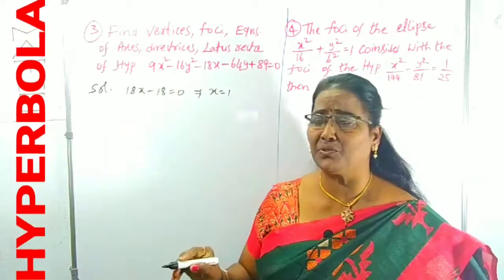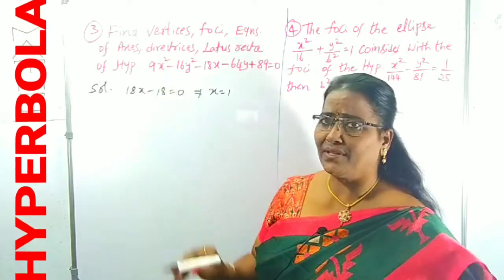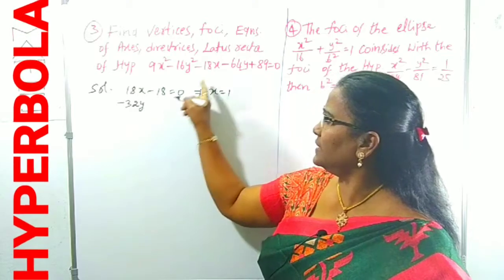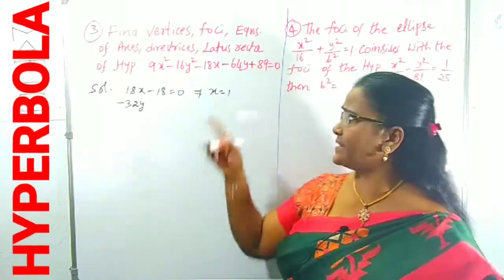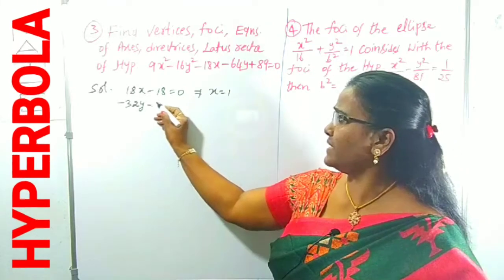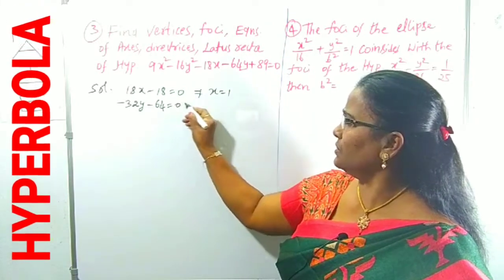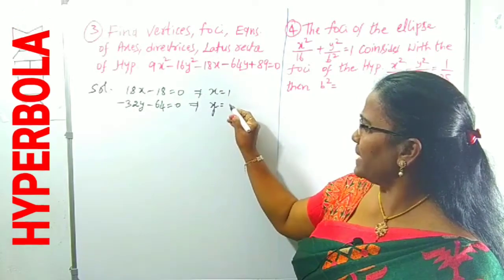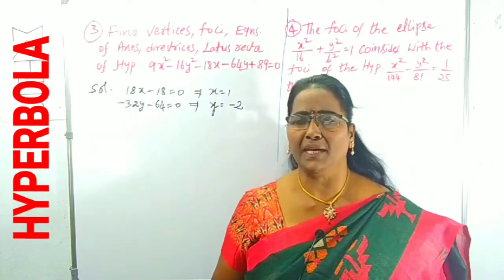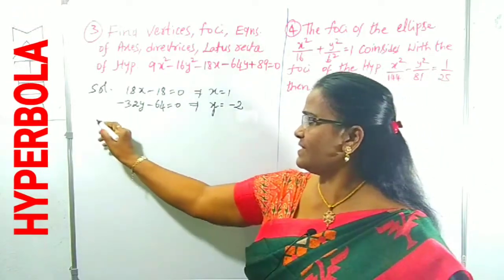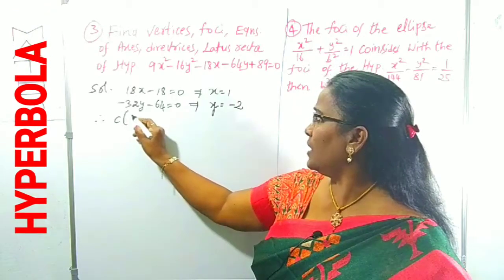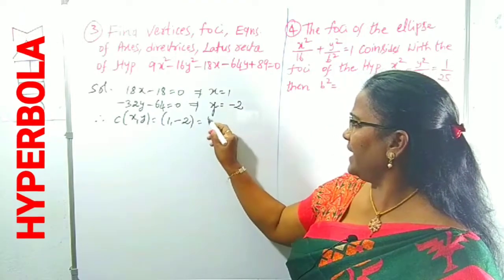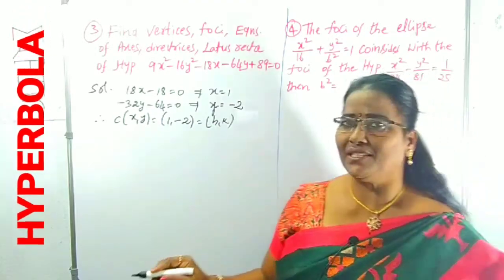Now differentiate with respect to y. 9x square is constant, derivative 0, minus 16y square derivative is minus 32y. Then 18x constant 0, minus 64y derivative is minus 64, equals 0. Now from this we can get the x value as 1 and the y value as minus 2, since 64 by minus 32 is minus 2. This is our center. The center is x comma y, that means we can take 1 comma minus 2 as h, k, right?